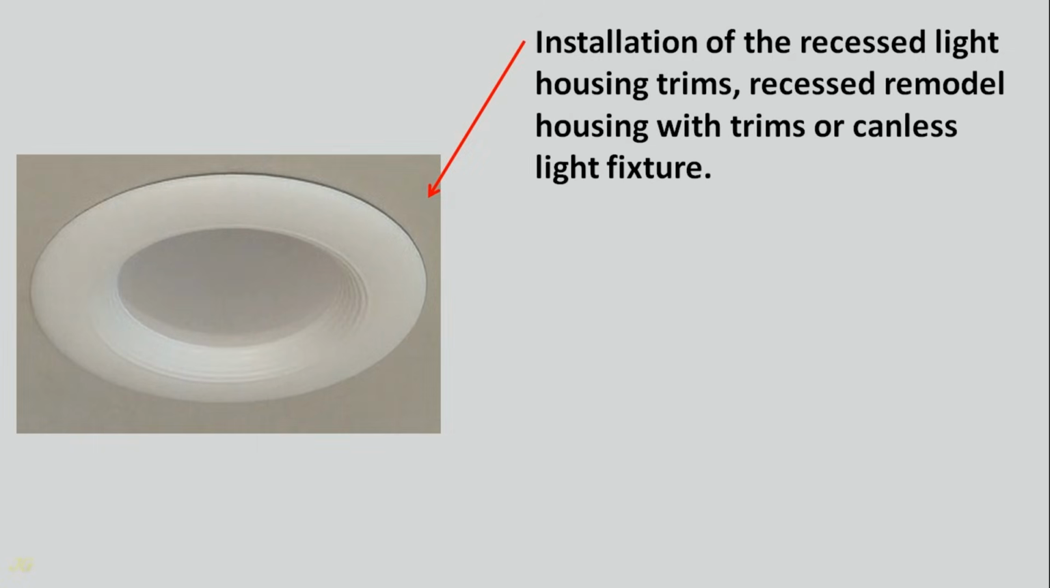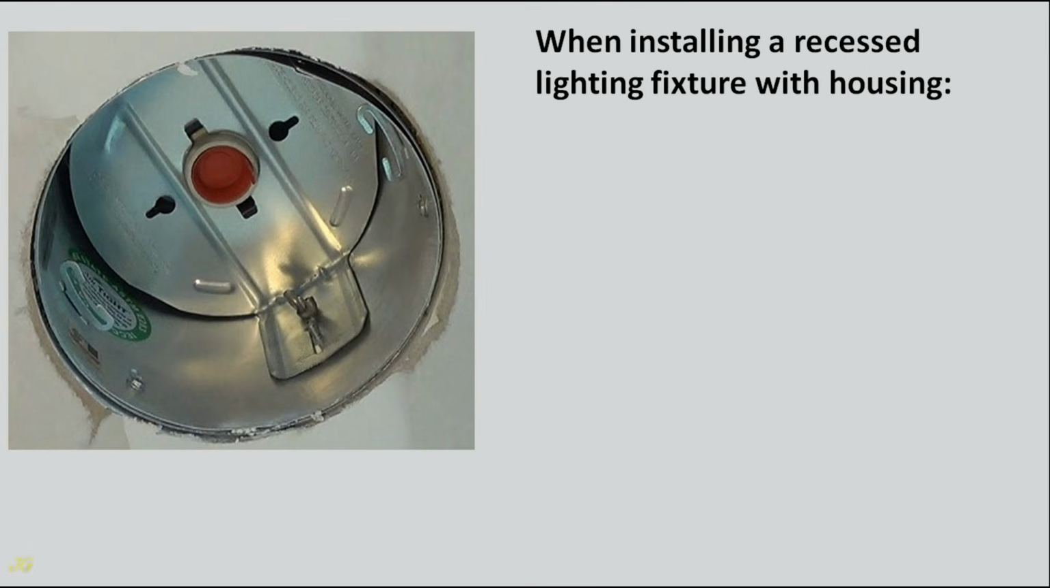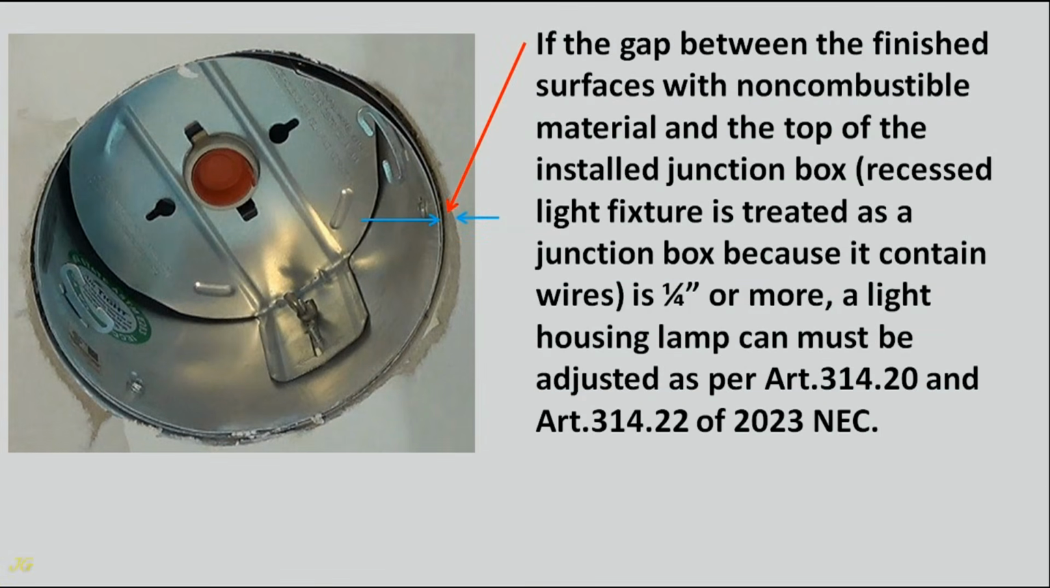Installation of the recessed light housing trims. Recessed remodeled housing with trims or canless light fixture. When installing a recessed lighting fixture with housing, if the gap between the finished surfaces with non-combustible material and the top of the installed junction box, recessed light fixture is treated as a junction box because it contains wires, is 1/4 inch or more, a light housing lamp must be adjusted as per Article 314.20 and Article 314.22 of 2023 NEC.